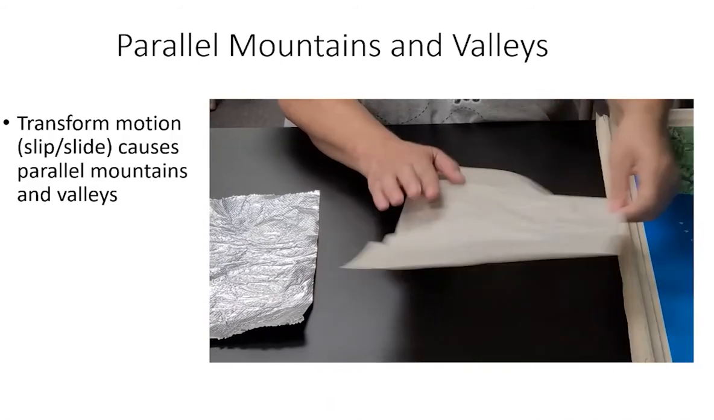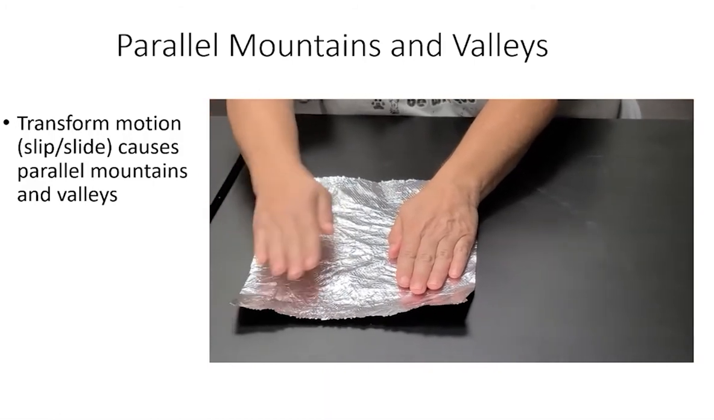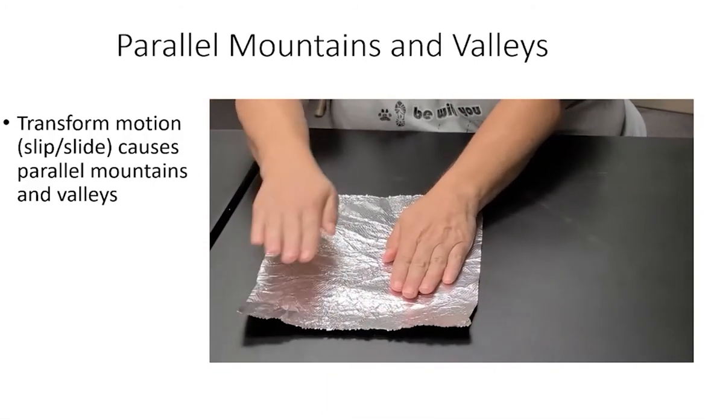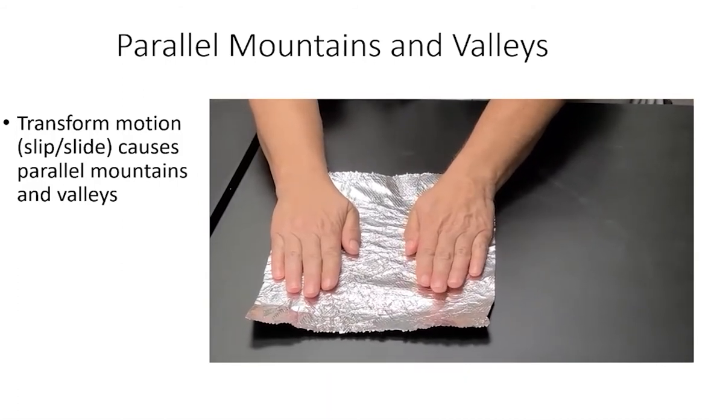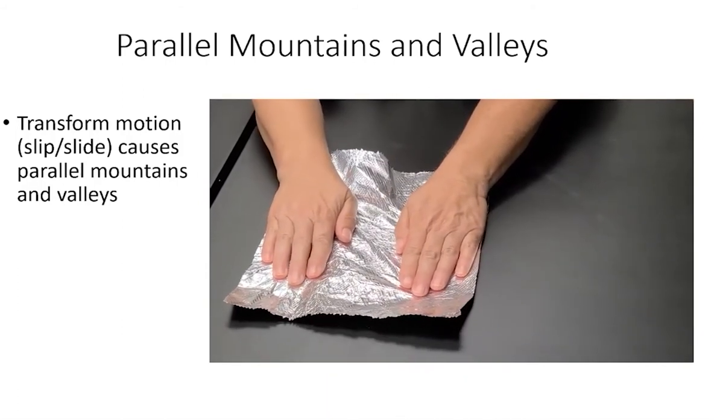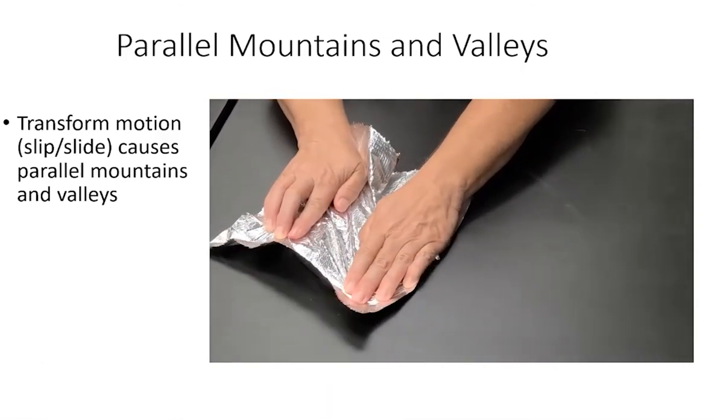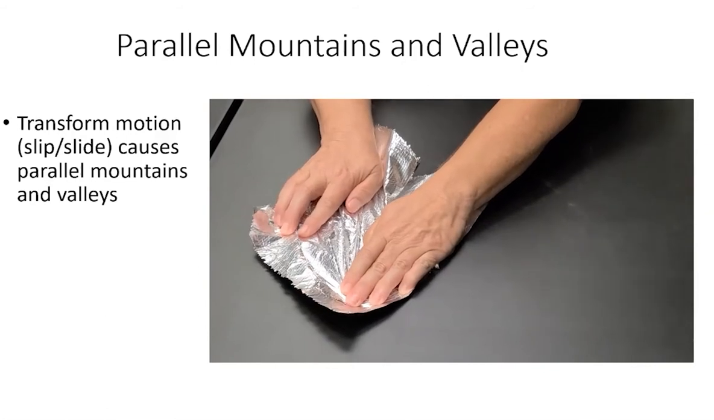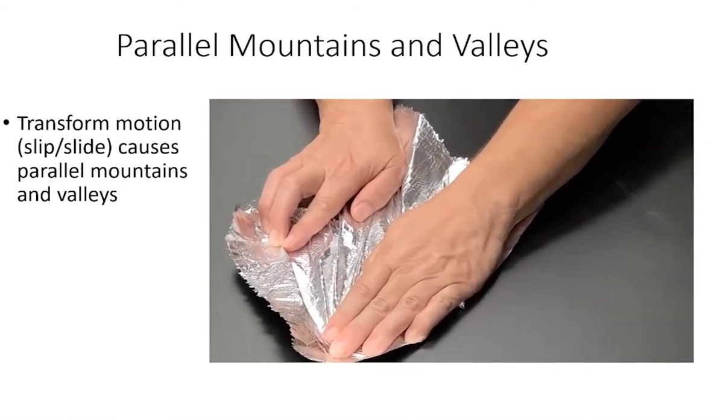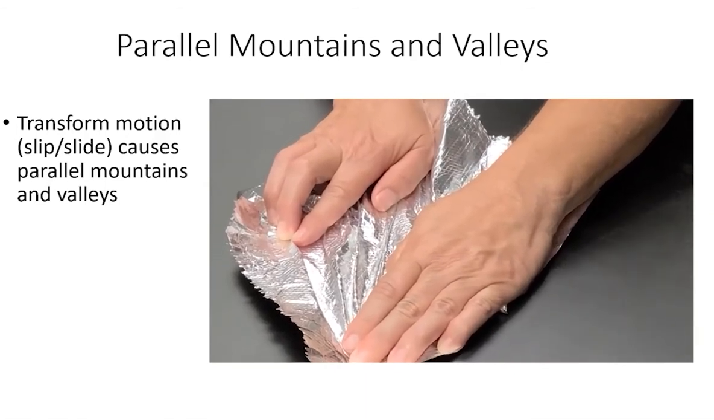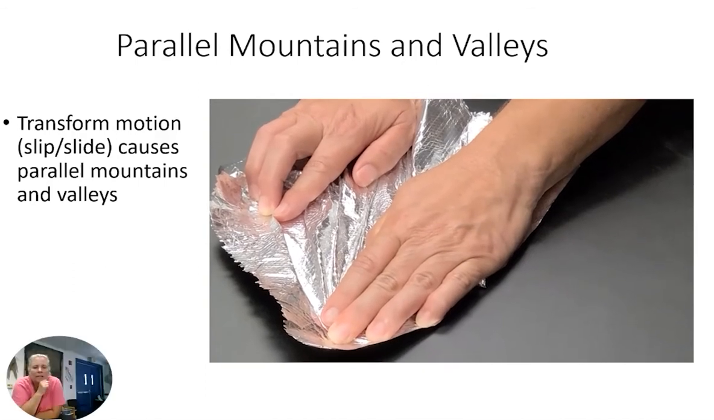Now another thing other than just paper, you could try a piece of aluminum foil. Same thing, just flat out aluminum foil. I put my two hands, one's going to be the Pacific plate, one's the North American plate, and they're going to slip slide past each other. And as they slip slide, you'll see there, parallel mountains and valleys. So that's exactly how the mountains and valleys were formed in our area. Okay, so that's kind of fun to look at.